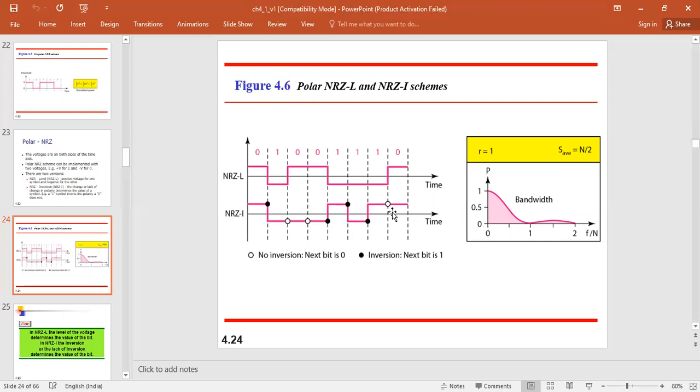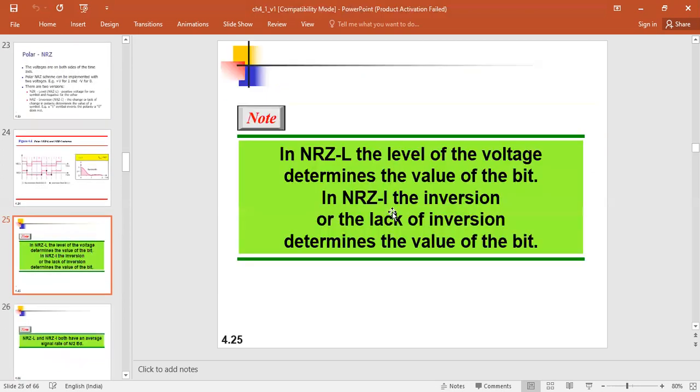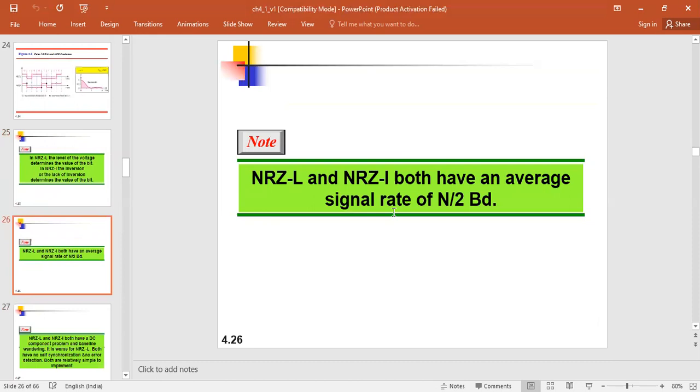So you should carefully practice how to draw these symbols. Sometimes in the exam a different combination may be given as an example, and you have to draw it. In NRZ-L, the value of the voltage determines the value of the bits. In NRZ-I, inversion or lack of inversion determines the value of the bits. जहाँ पे inversion होगा वहाँ पे वो detect करेगा. So here for NRZ-L, the average signal rate is N by 2.